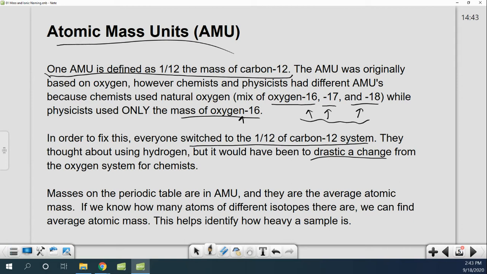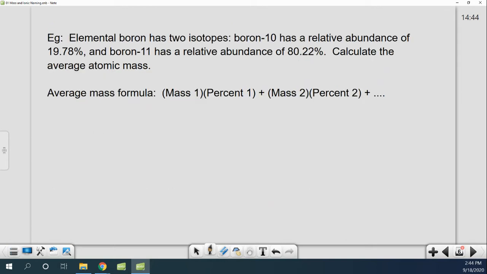And so all masses, this part is important, all masses on the periodic table are measured in atomic mass units, and they are the average mass. It would be however much oxygen 16 plus 17 plus 18, you divide that by however much you got, you can figure out your average mass. So if I know how many atoms of the different isotopes there are, you can calculate that. This helps identify how heavy a sample is. You can tell if it's got a lot of oxygen 18 in it, for example, if you weigh it and it's heavier than average.